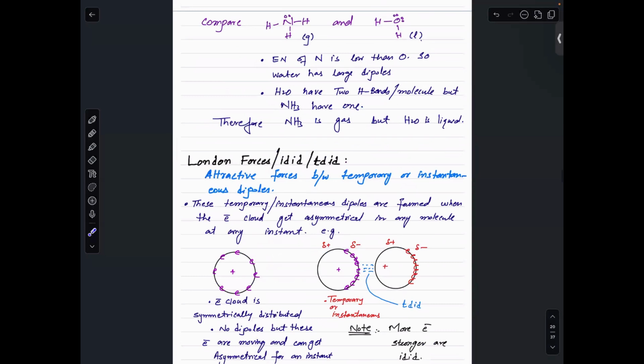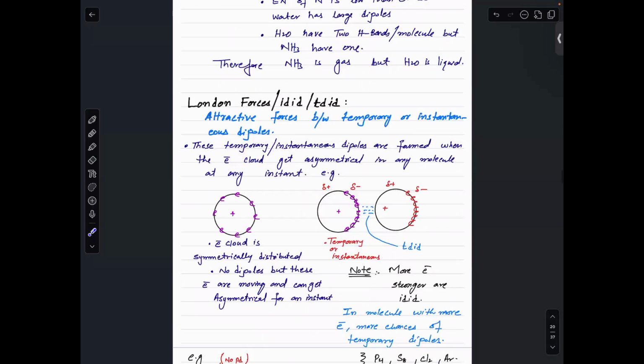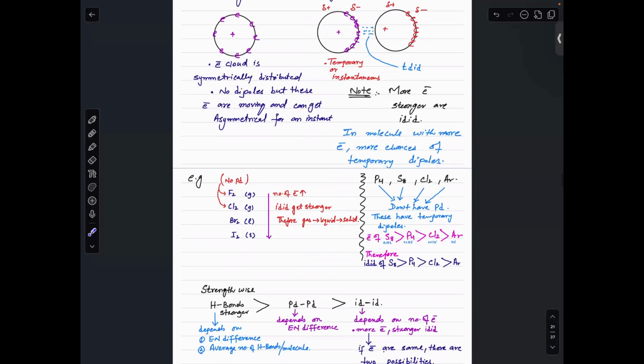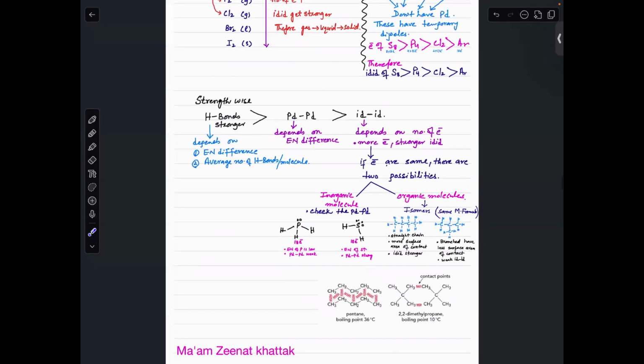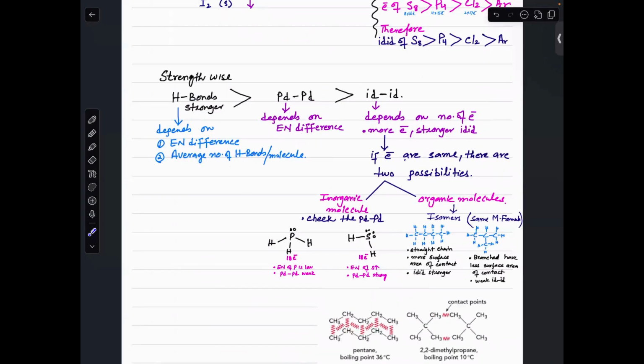IDID depends on what? Number of electrons. More electrons, stronger IDID. Fewer electrons, and the IDID is getting weaker. And at the end, if I compare all these, hydrogen bond, PDPD, and IDID, the strongest one is what? Hydrogen bond. The hydrogen bond depends on electronegativity and average number of hydrogen bonds. The PDPD only depends on electronegativity difference.